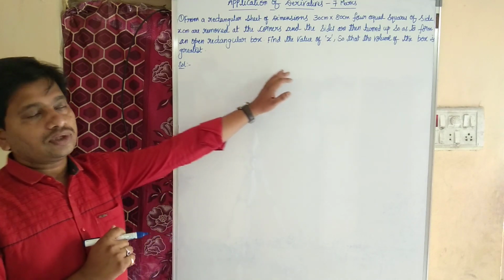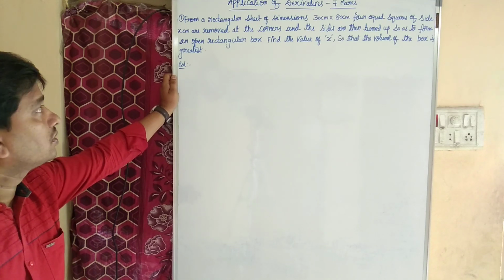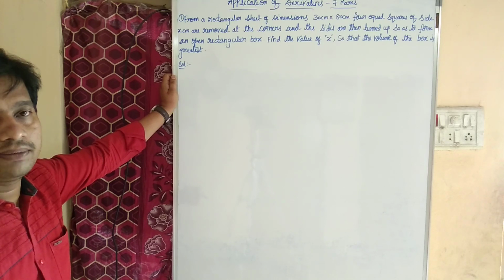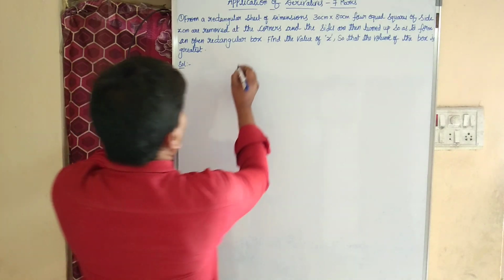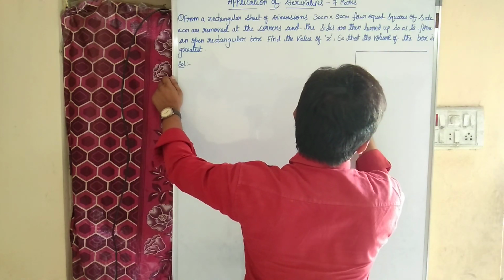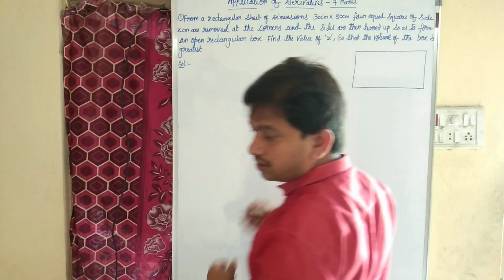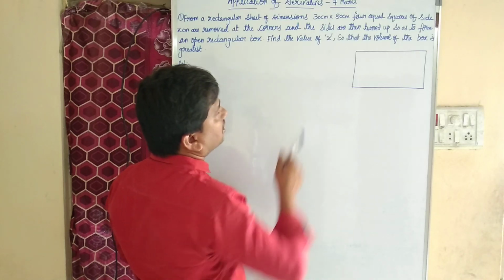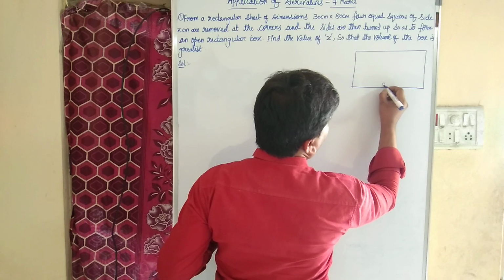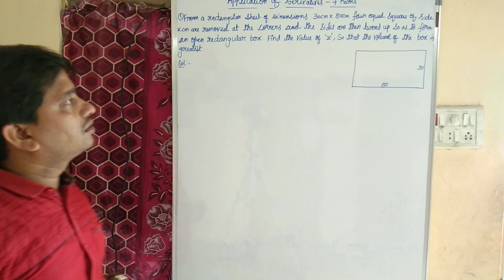Okay children, so let us read the question carefully. Answer is easy only. From a rectangular sheet of dimensions 30 cm into 80 cm. This is our rectangle. Dimensions are 30 cm into 80 cm. I mean length is 80 cm, breadth is 30 cm. Clear?